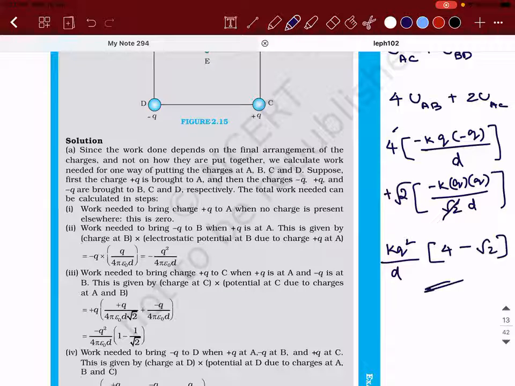So this is going to be the final expression for the total potential energy, and that is what they indirectly ask you in terms of work done. In this case, work done means work done by whom? Work done by the external force, and that is what is getting stored as this total potential energy. Am I clear with this? 4 minus root 2 into KQ square divided by D.